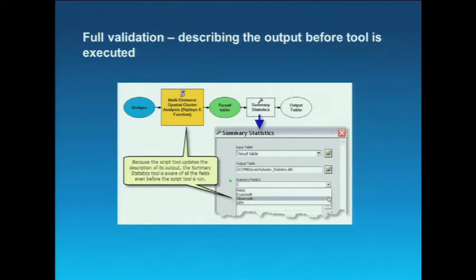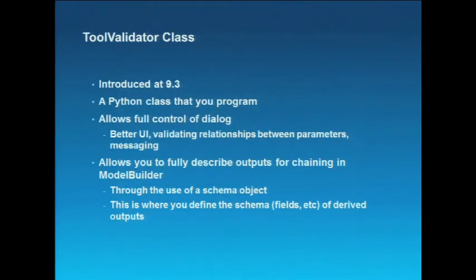Here we are in Model Builder. We're using the script tool from the Spatial Statistics toolbox. It's going to give you a result table that has these fields on it, and it knows that before it even executes the tool. That's kind of important for chaining in Model Builder. So the way we do that with script tools is something called a tool validator class. This was implemented in 9.3. It's a Python class you program. It gives you the full control of the dialog and allows you to fully describe the outputs for chaining in Model Builder.